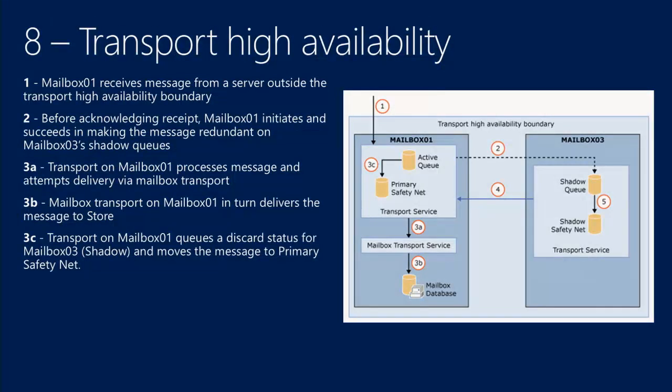At that point, the transport service on mailbox 1 is going to queue a discard status notification for mailbox 3. This tells mailbox 3 that he can now move that message out of the shadow queue and move that message into the safety net queue. So we use the shadow copy. The shadow copy ultimately becomes our redundantly persisted copy for safety net. So we don't create multiple copies. We just create 2 copies. We have the primary copy, and we have our secondary copy, or the shadow copy. The shadow copy is always the copy that will be redundantly persisted for a period of time.